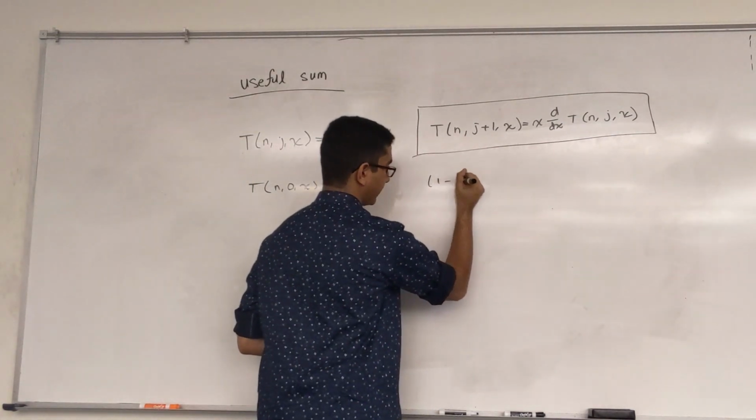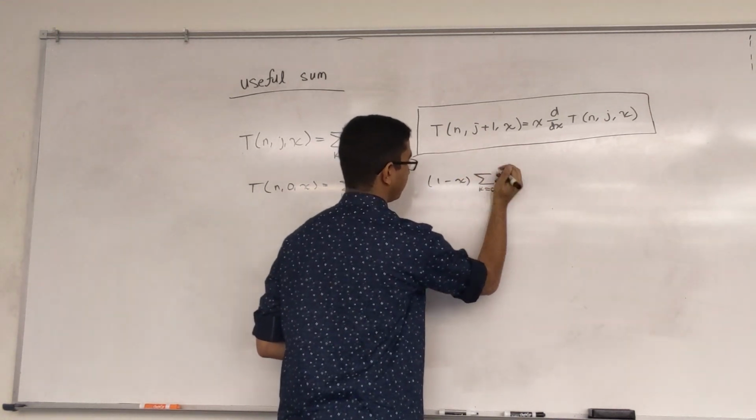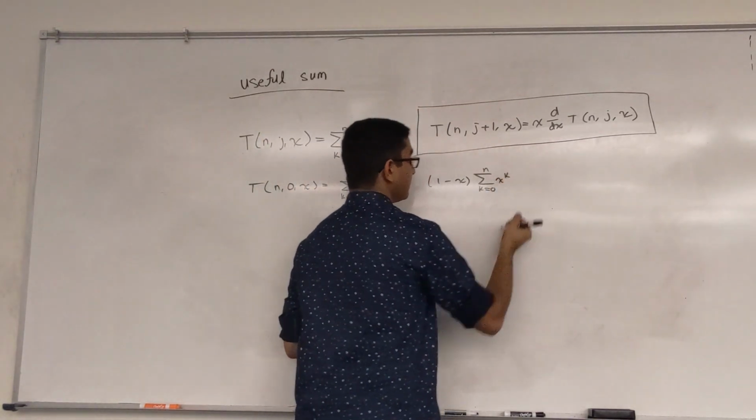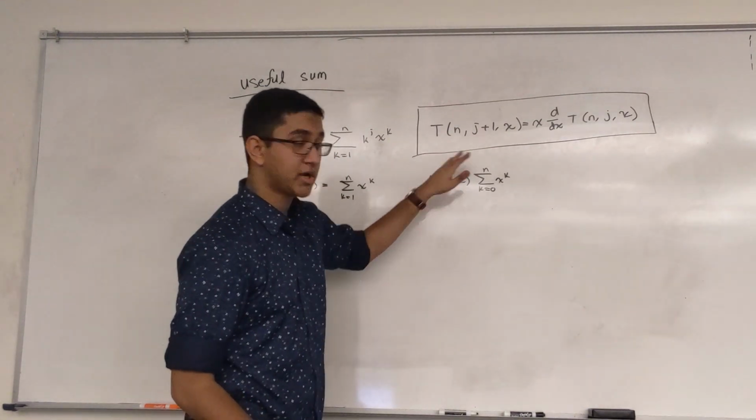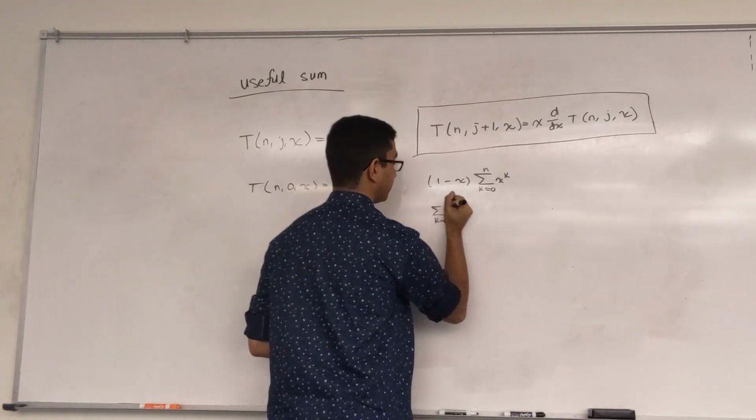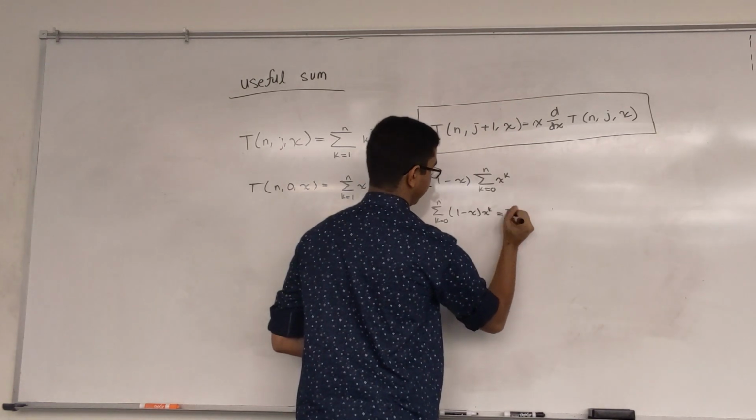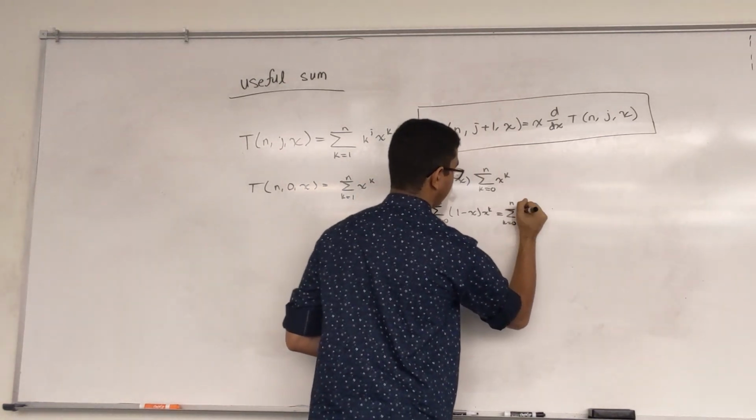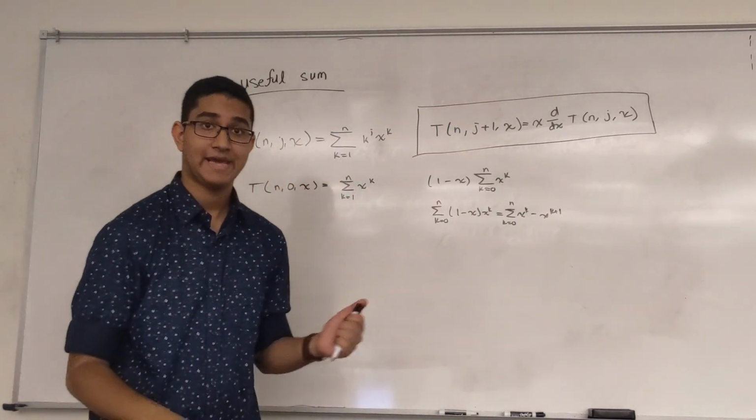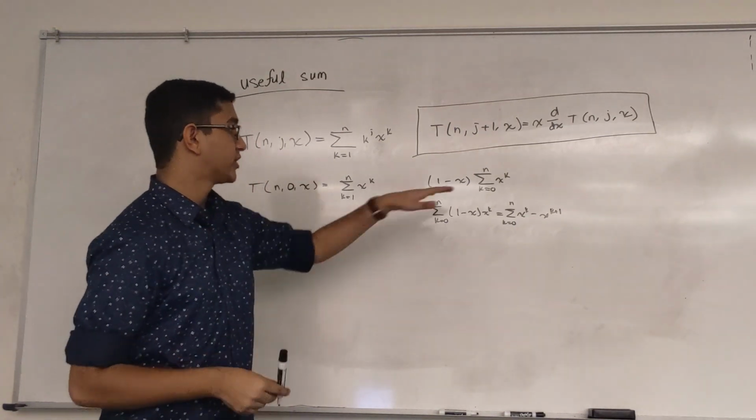So let's take 1 minus x times, and this is the coefficient, the sum from k equal 0 to n of x to the k. We can move the coefficient in, so that's the sum from k equal 0 to n of 1 minus x times x to the k, which is the series from k equal 0 to n of x to the k, minus x to the k plus 1. We're doing k plus 1 because we're multiplying x by x to the k, which adds 1 to the power.